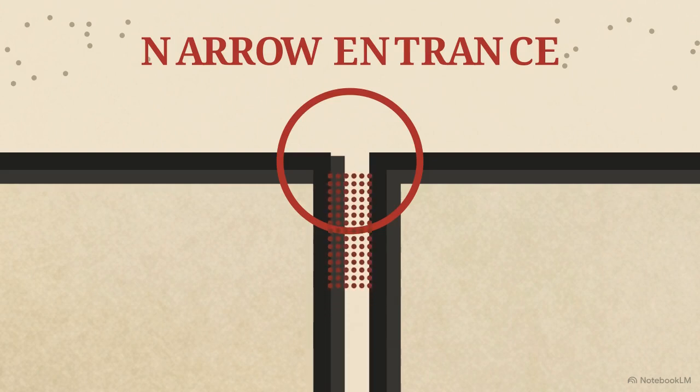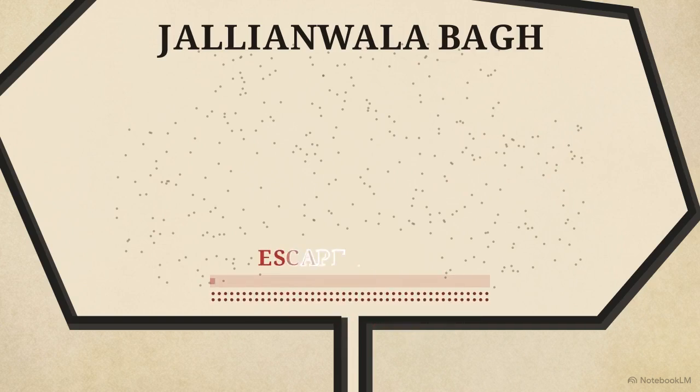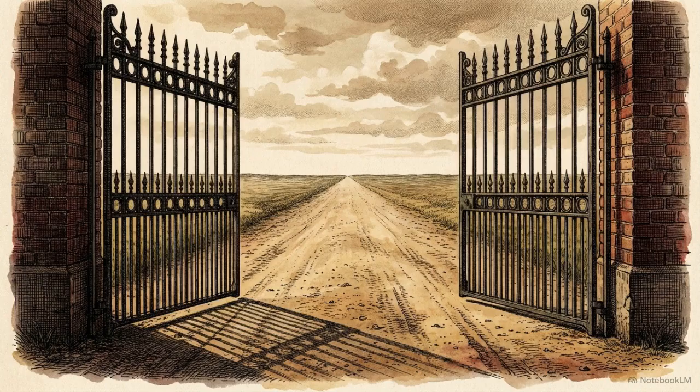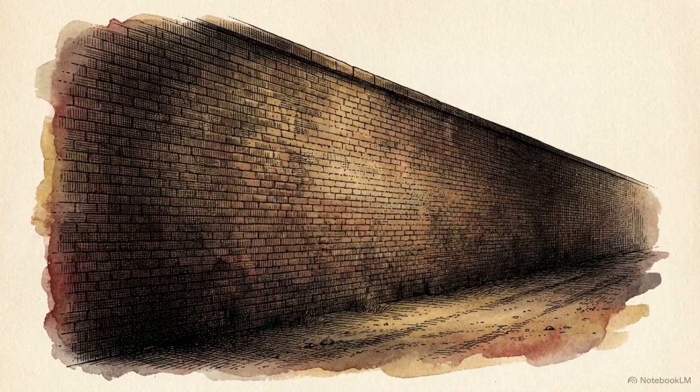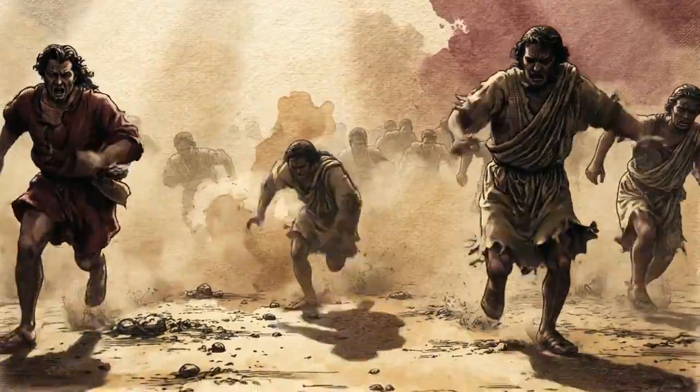General Dyer marched 90 soldiers down that alleyway, lining them across the entrance, cutting off the only escape route. If the goal was to disperse a gathering, you leave a way out. By sealing the bottleneck, Dyer ensured that those inside could not leave. Dyer gave no warning. He commanded his men to open fire.